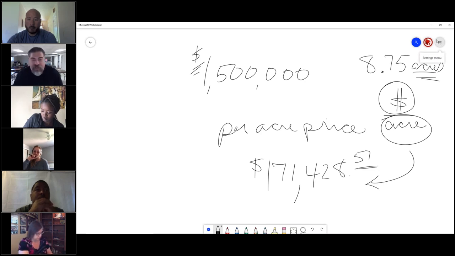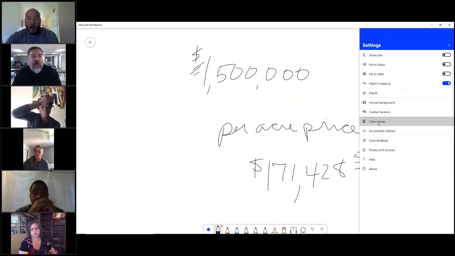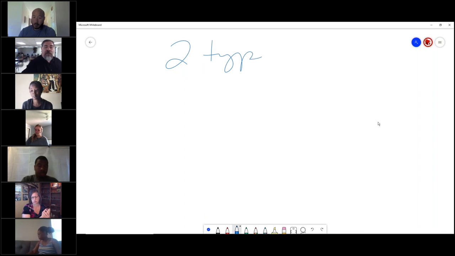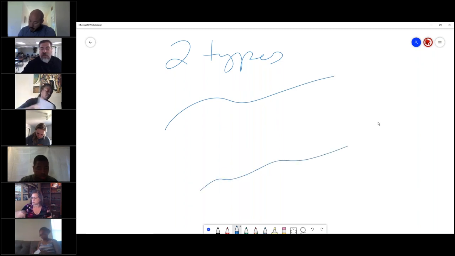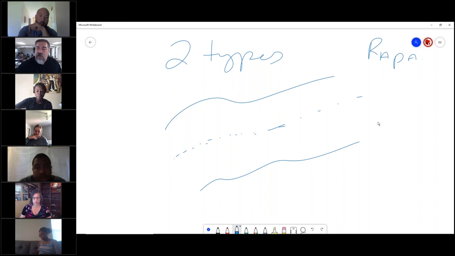The next little piece they want us to talk about deals with water rights. So let's go over here and talk about water rights. Remember, there are two types of water as far as we're concerned. You've got a river, and there's the middle line for the river. But in a river, we've got two types. And with a river, what rights do we have? Riparian rights.